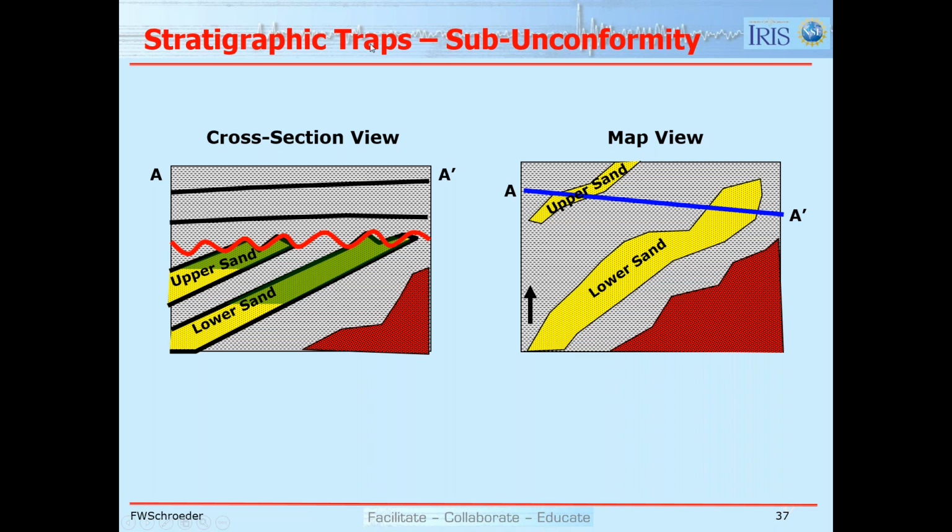We can have stratigraphic traps. This is a sub-unconformity trap, cross-section A, A prime. This is the map view, A to A prime. We have an upper sand and a lower sand. We have an unconformity that has truncated those sands.